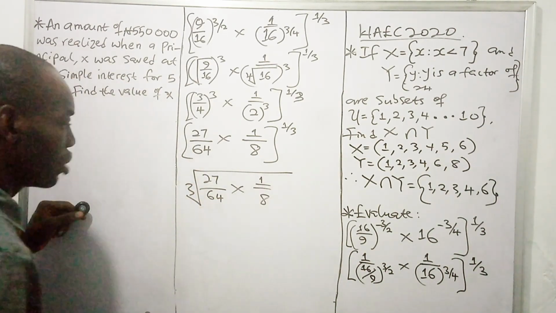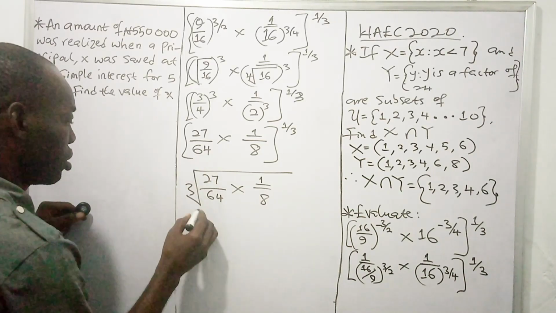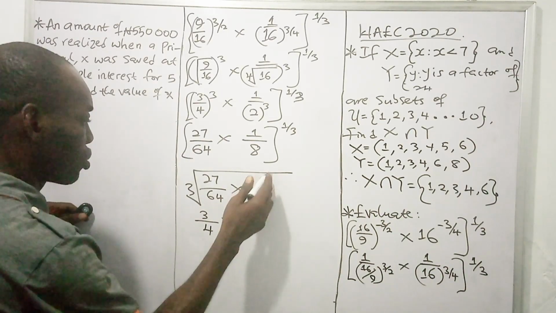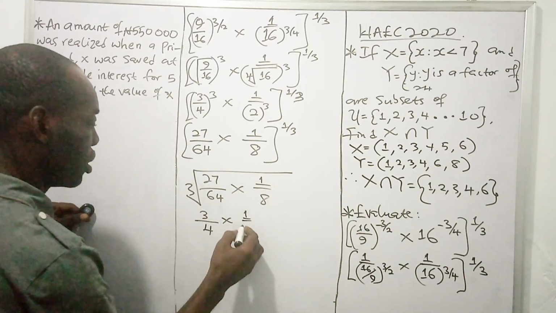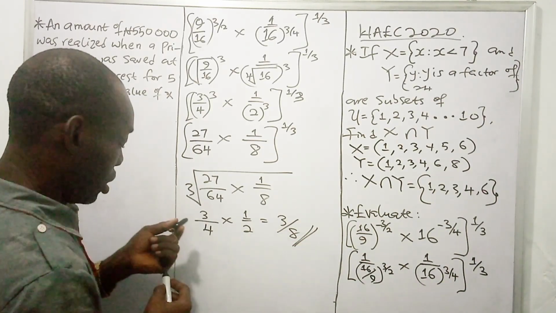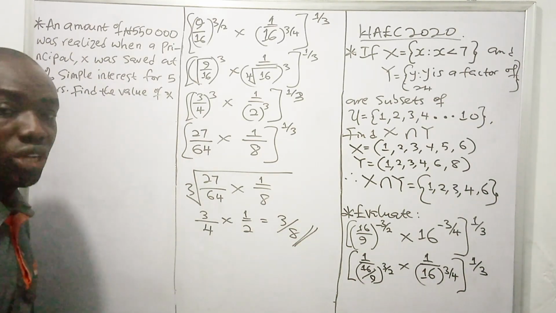And when we do that, the cube root of 27 is 3, the cube root of 64 is 4, the cube root of 1 is 1, and the cube root of 8 is 2. And we'll multiply out, that will give us 3 ratio 8, and that becomes the solution to that question.